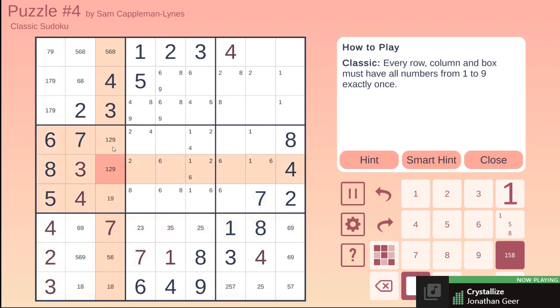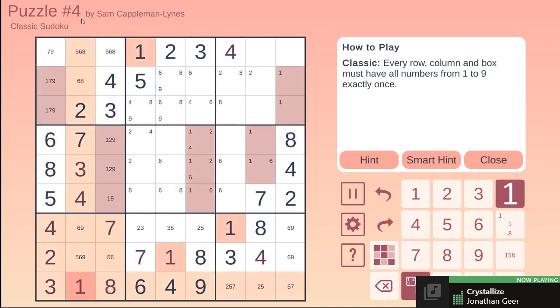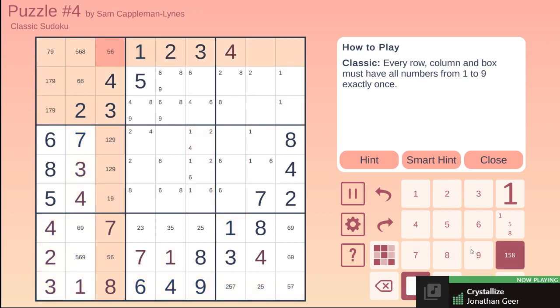We know one of these is a 1. We know this is 1, 2, 9. So this has to be an 8. Which means this has to be a 1. Which means this cannot be an 8. This is a 5 or a 6. And this is a 6 or an 8. Okay, that's fine. So this is 5, 6, 9, 6, 9, 6, 8, 5, 6, 8. Interesting. That's an interesting pattern.